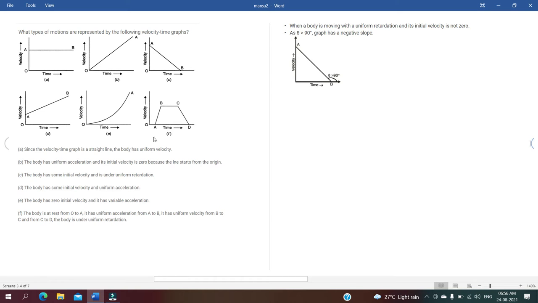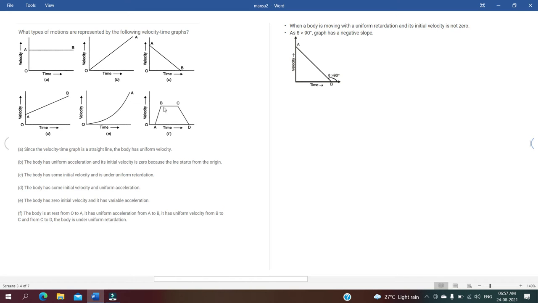Now what do you say about this graph? There are different regions shown. First region is from O to A, second one is from A to B, then B to C, then C to D. As we can see, from O to A, velocity is 0, which means that the body is at rest or stationary. There is no change in displacement. Now from A to B, the graph is a straight line having some positive slope. It means the slope is constant, so it is moving with uniform acceleration from A to B.